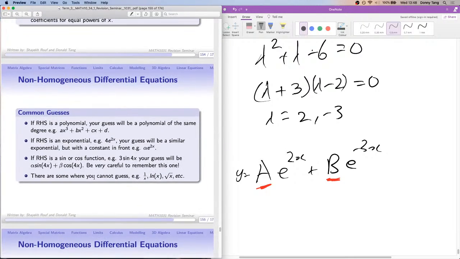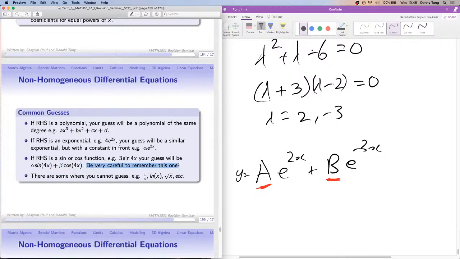Okay. So if the right-hand side is a polynomial, your guess will be a polynomial of the same degree: ax cubed plus bx and so on. If the right-hand side is an exponential, then your guess will be a similar exponential, but with a constant in the front. If it's a sine or cosine function, your guess will be alpha sine 4x plus beta cosine 4x if it is sine 4x. If it's just sine x, then these are going to be sine x's and cosine x's as well.